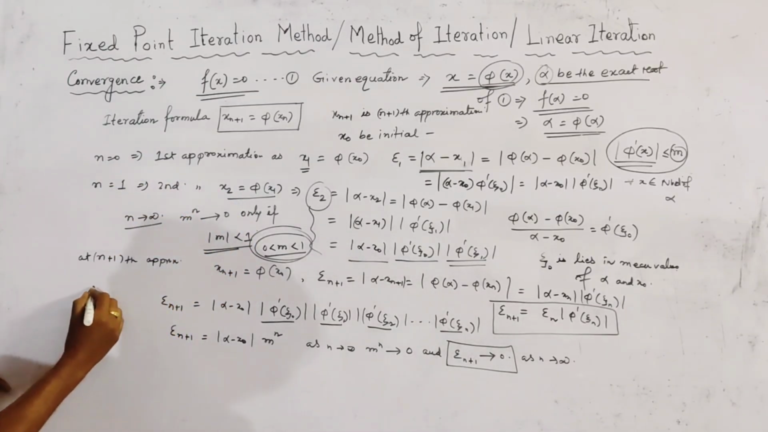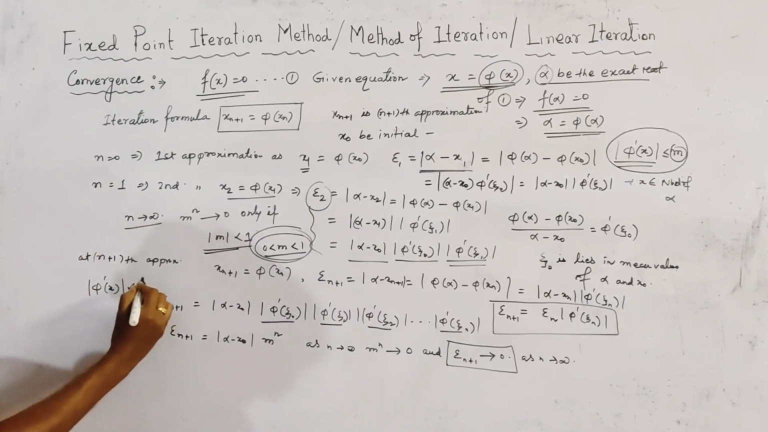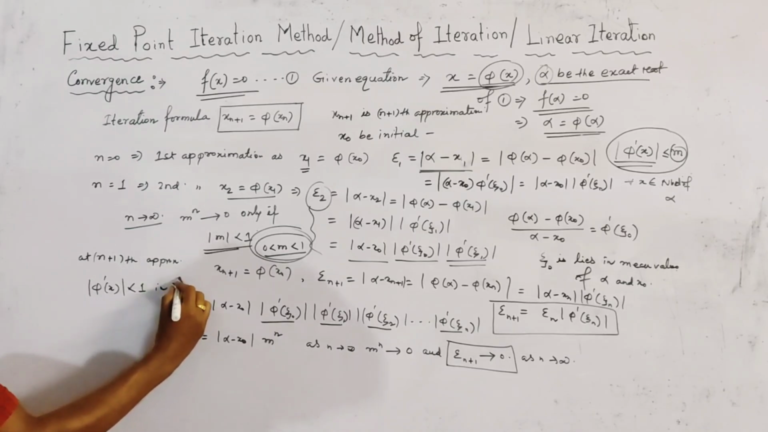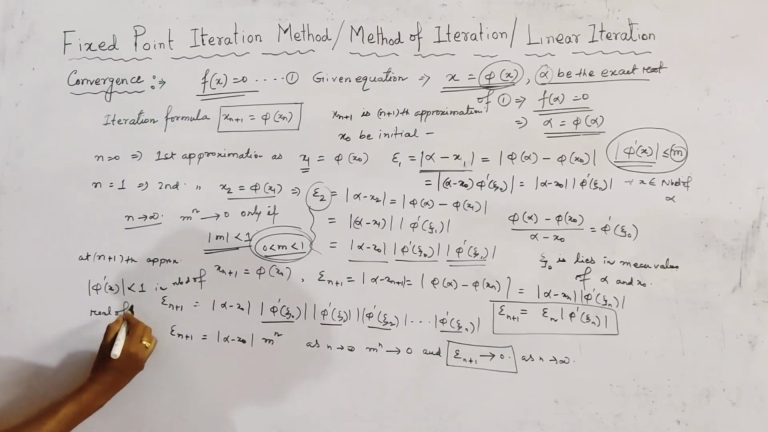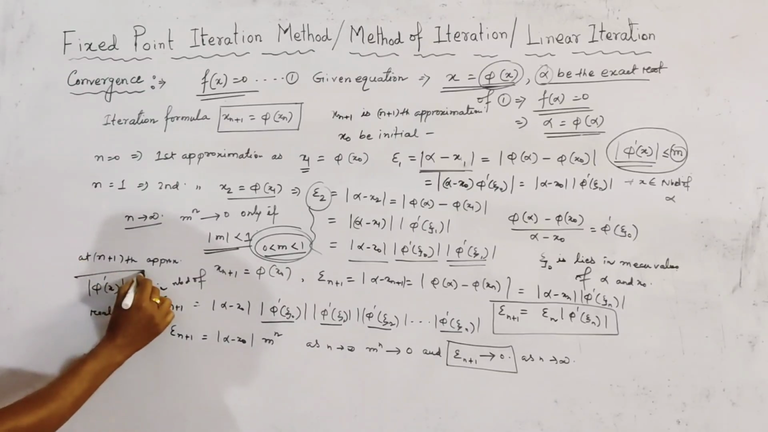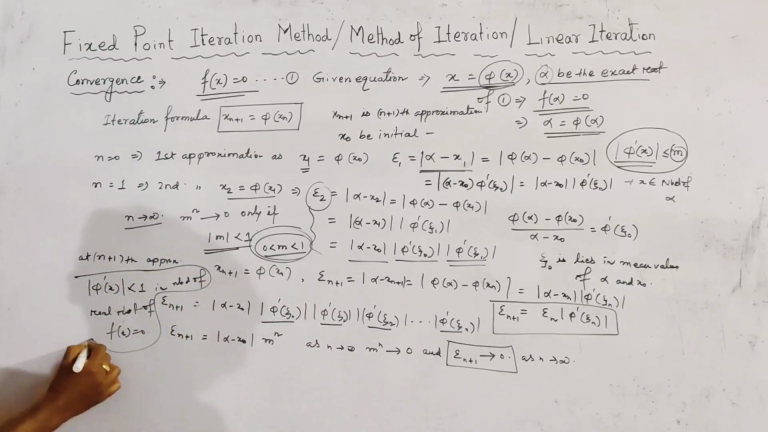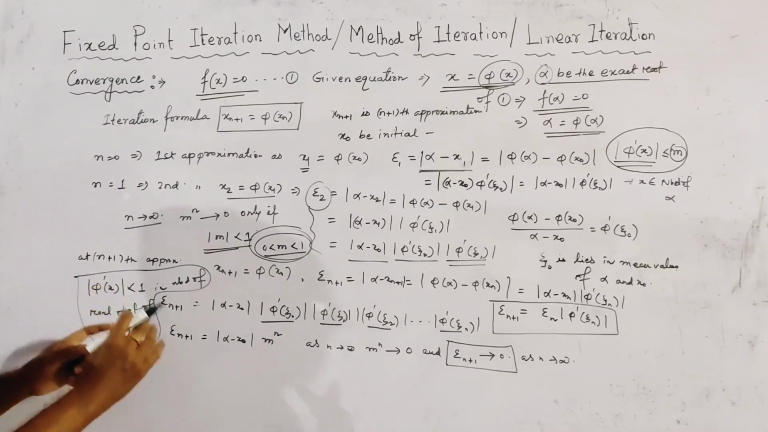This is written as mod phi dash x less than 1 in the neighborhood of the real root of f(x) equal to 0, and this is the condition of convergence of the fixed point iteration method. This is a very important question for your upcoming exam.